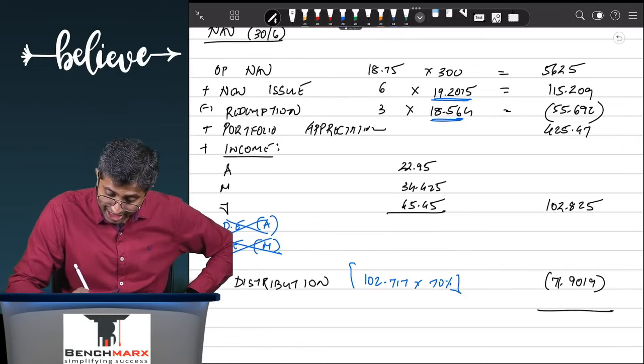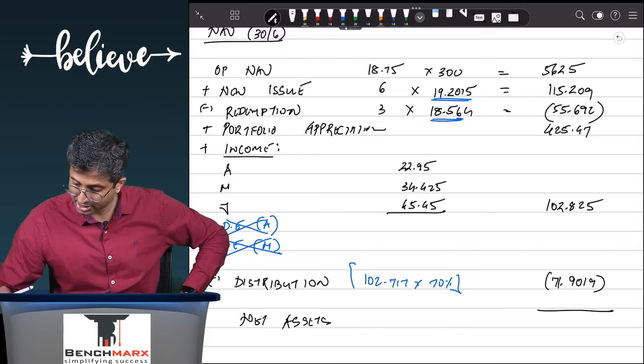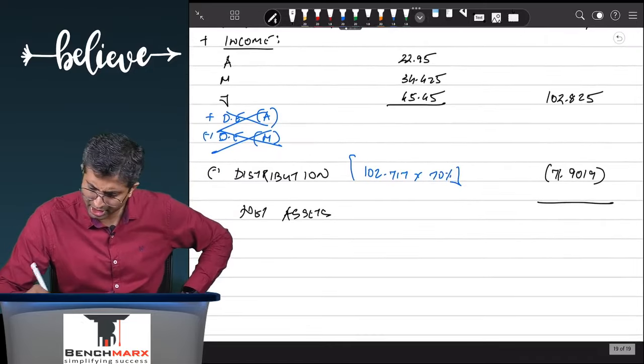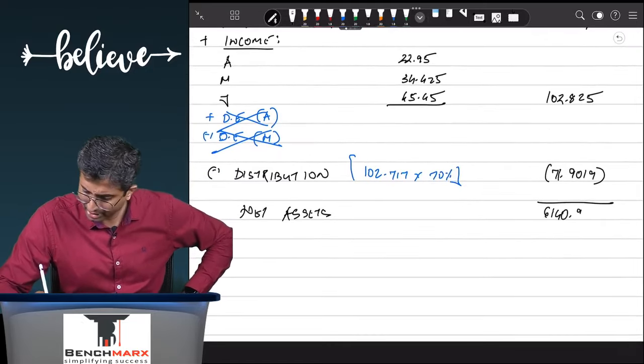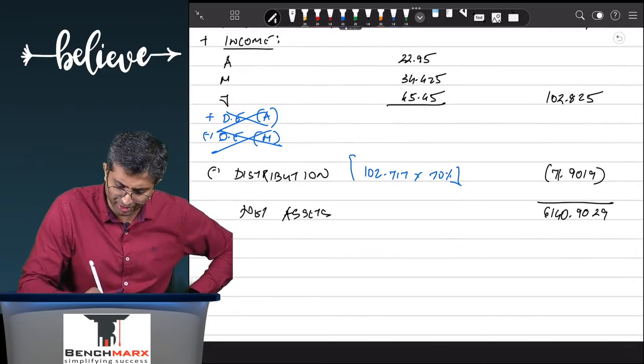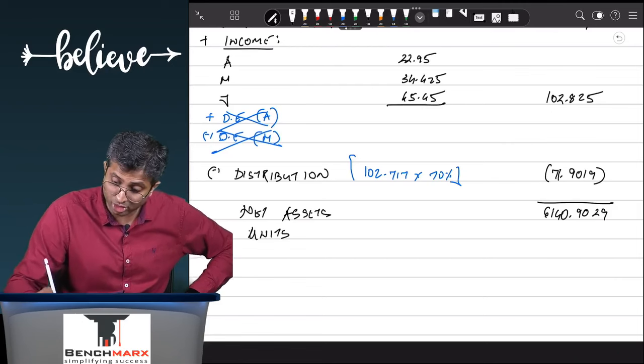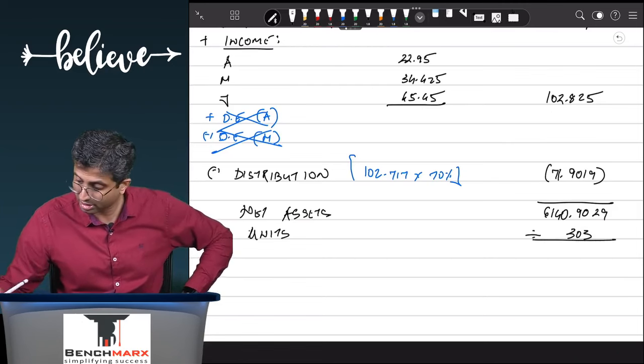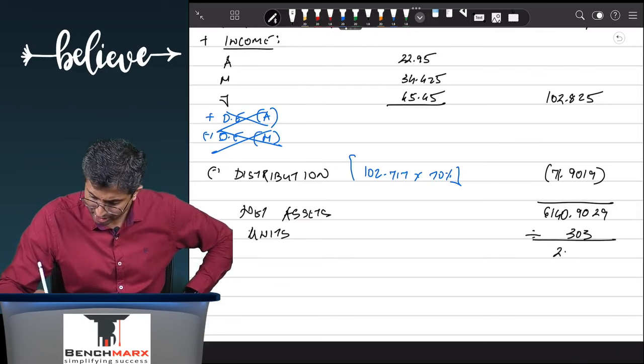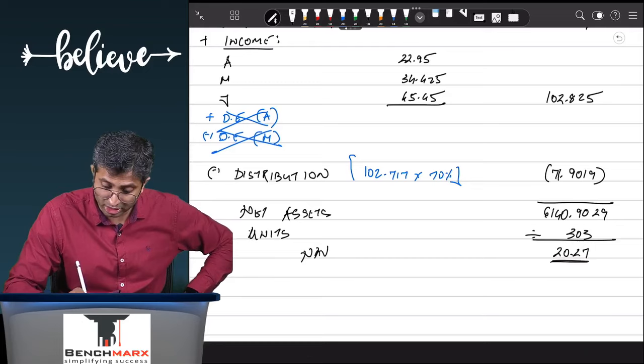This considers everything, and hence you will get the net assets considering all the values: 5625 plus 115.209 minus 55.692 plus 425.47 plus 102.825 less 71.9019, which will come to approximately 6140.9029 plus or minus certain degree of rounding off, divided by units. On 30th June the units are 303, so you divide this by 303 units and you will get approximately 20.27, which will be the NAV as on 30th of June.